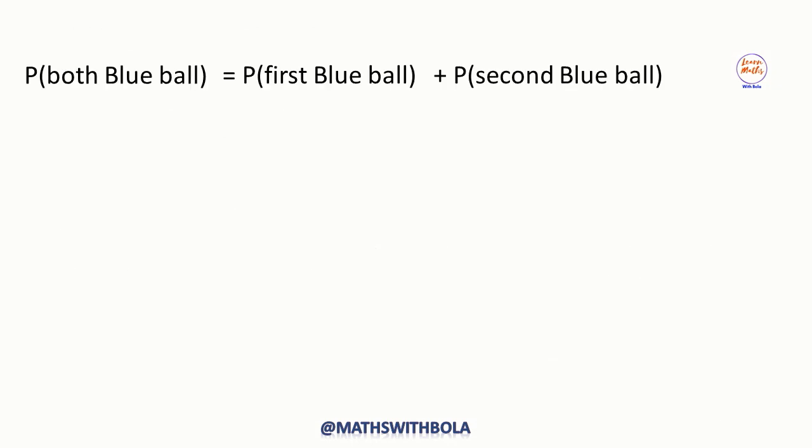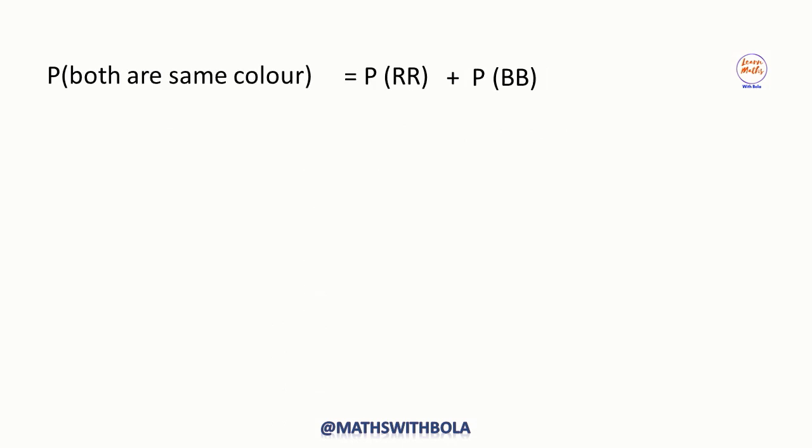So what do we do? Like we did before, we multiply. 2 over 5 times 2 over 5 to give us 4 over 25. So now we want to find the probability that both are the same color. That means both are blue or both are red. And that will give us 9 over 25 plus 4 over 25. When we add it together, we have 13 over 25. So that is our answer.